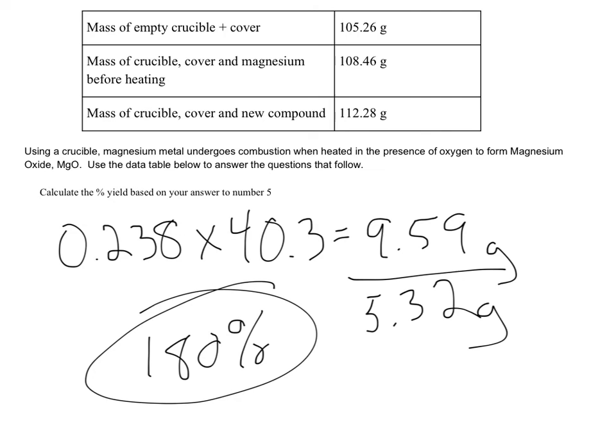So that's it. That's what the test is going to look like. These are the types of questions you're going to see: balancing, identifying reactions, molar mass, molecular mass, empirical formulas, molecular formulas, and the stoichiometry problems, including limiting reactant and percent yield.